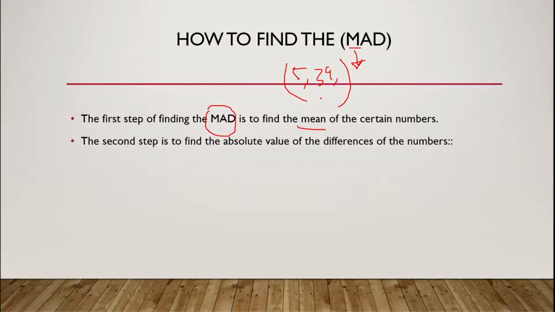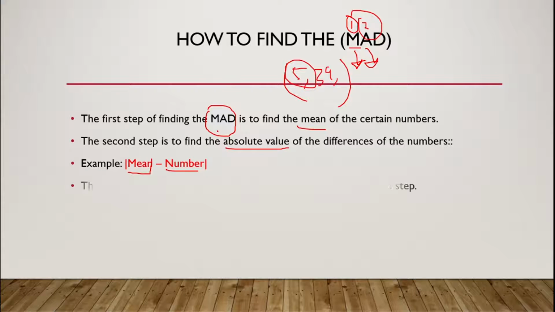Next, the second step is to find the absolute values of the differences between the numbers. So the first step is to find the mean. Second step, the absolute value of the differences of the numbers. For example, after you find the mean, you subtract one of the numbers, like you could take a 5 from here. You just take 5 and put it as a number in the absolute value, so it always stays positive.